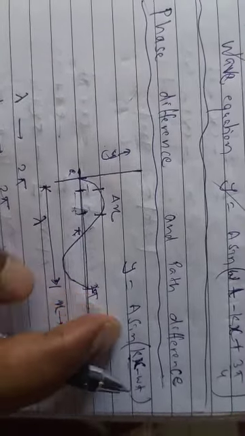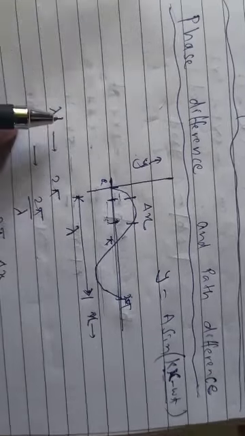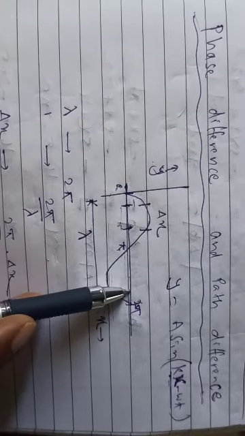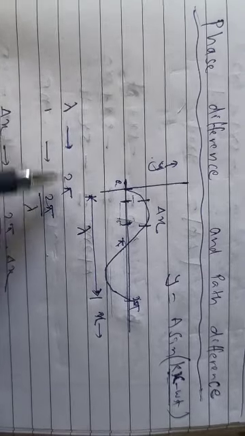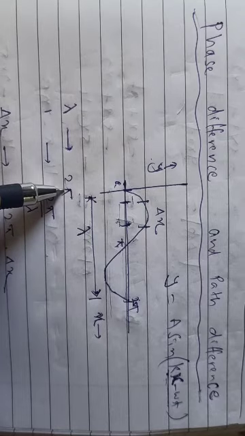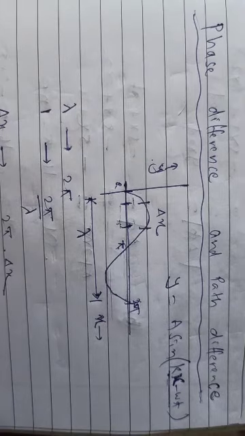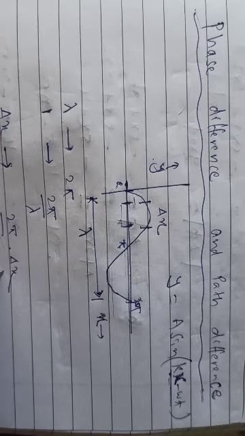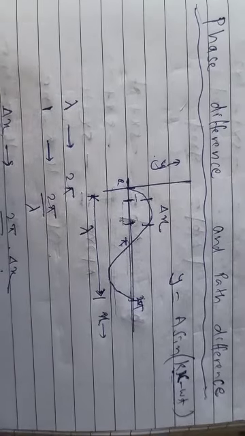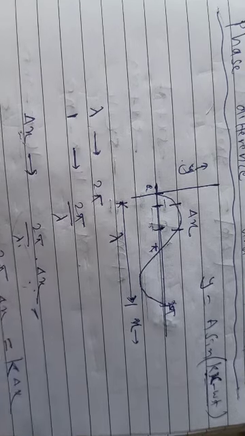But if you want to write in terms of x, how can you write? So we know that lambda distance is equivalent to 2 pi angle. The lambda distance means one wave, and 2 pi angle is also corresponding to one wave cycle. So 1 unit distance will be related to 2 pi by lambda. So delta x distance will be related to 2 pi by lambda into delta x. If you want to convert delta x distance, then how much phase change will occur? This much, 2 pi by lambda into delta x.